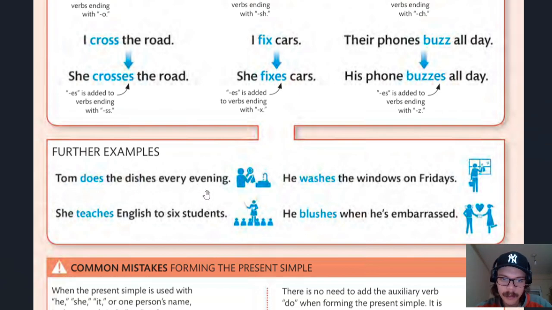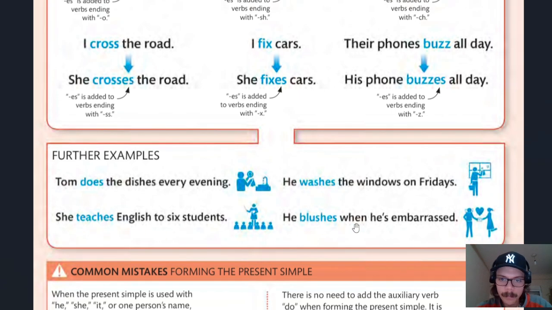Tom does the dishes every evening. He washes the windows on Fridays. She teaches English to 6 students. He blushes when he's embarrassed. Okay? So again, do ends in an O. So in third person, does. Teach ends in CH, so it becomes teaches. Wash is SH, the same thing with blush, which is also SH. So they both add ES.